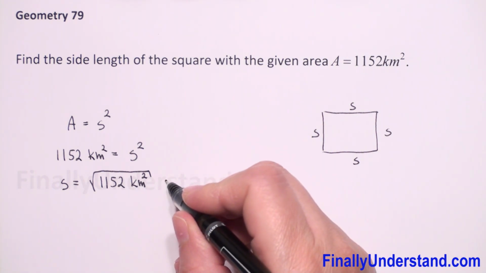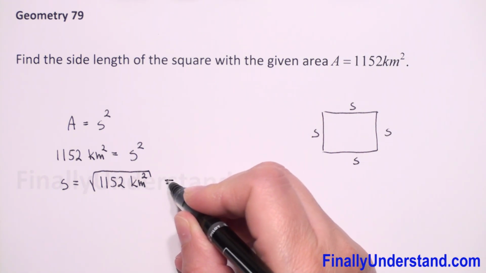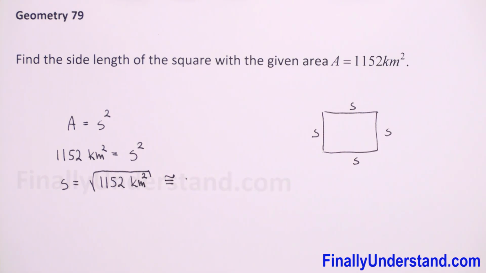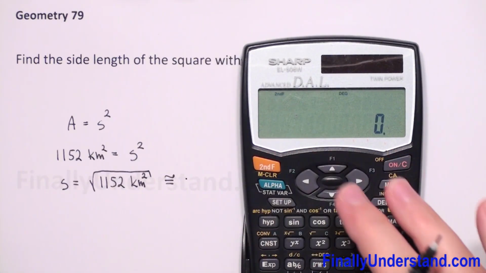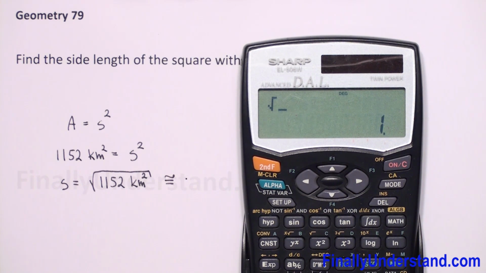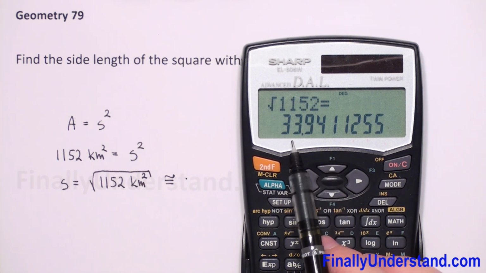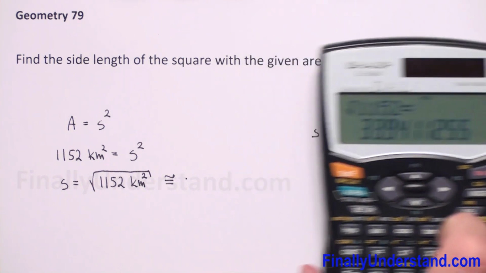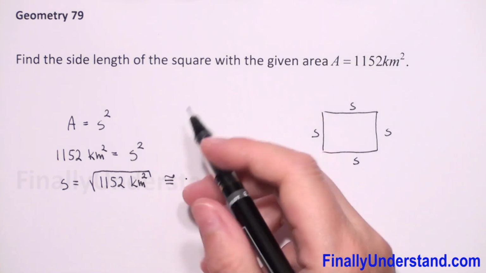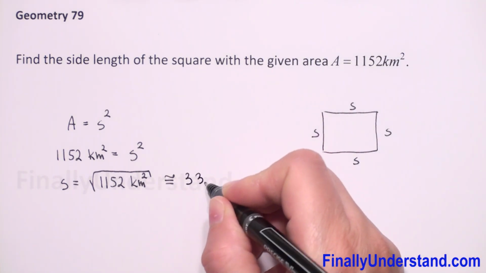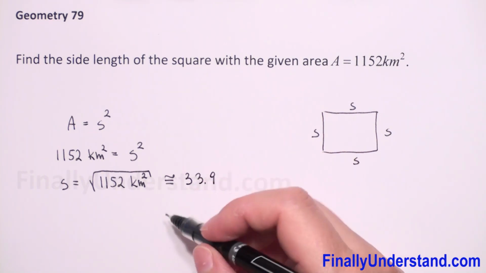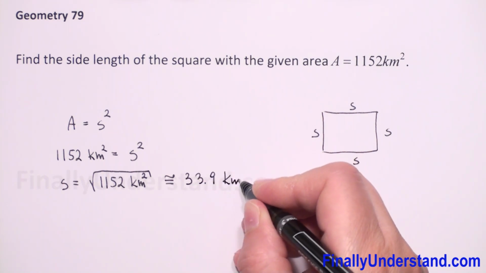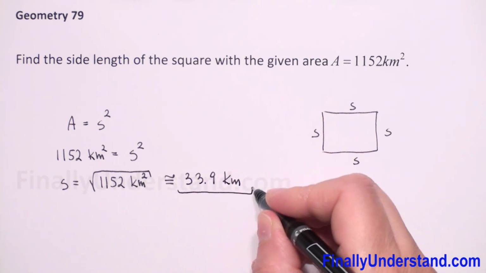So this is approximately equal to, you can use a calculator, the square root of 1152 is 33.9. We can round to the nearest tenth, so it will be approximately 33.9. And of course, kilometers. This is my solution.